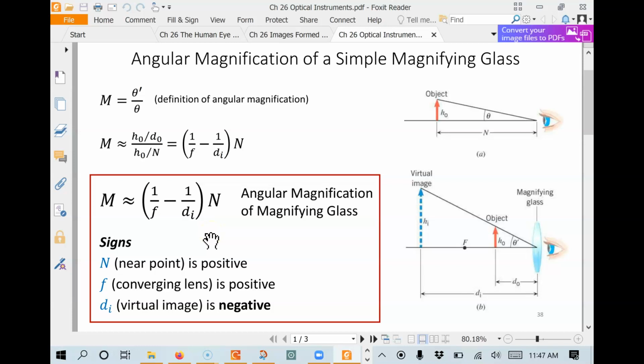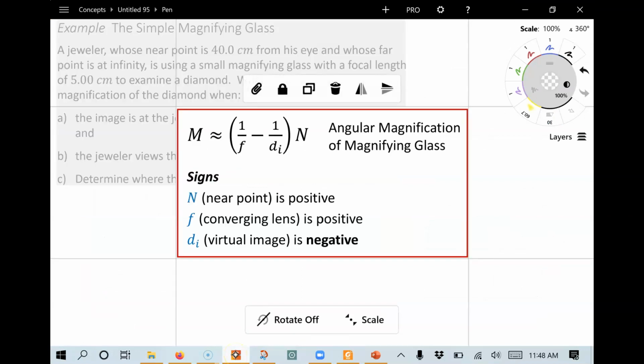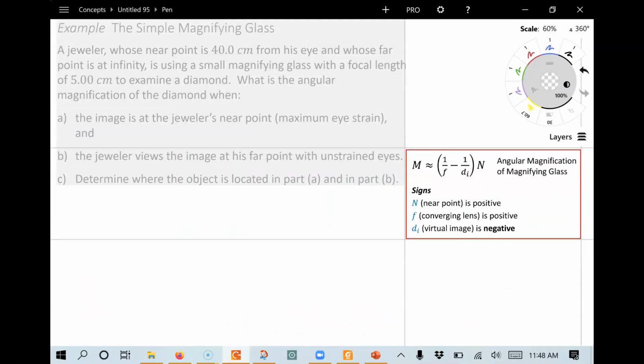It depends on three things: the focal length of the converging lens, the distance of the image, and the near point of the person's eye. Sign conventions are important here. N is positive, F, converging lens, is positive, but the image is virtual, so DI is negative. Let's copy these and we'll use these as we solve the problem here. So we'll refer to these.